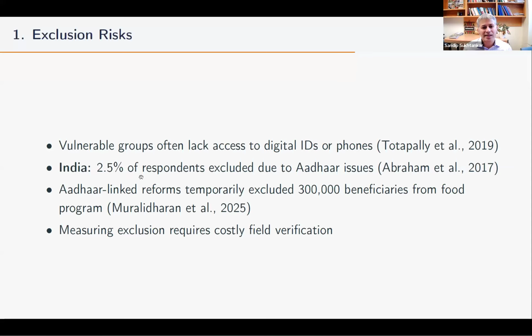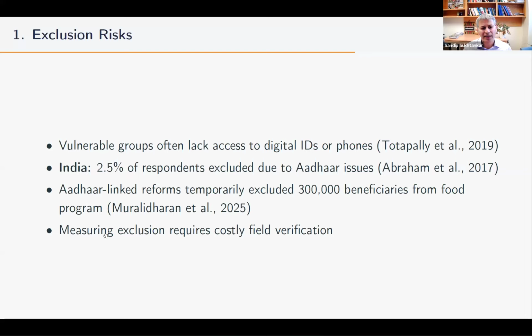So why is that? Well, these groups, the poorest, might just not have the digital IDs, or don't have mobile phones to get transfers, right? So that could be possible. In India, there's some broad evidence to suggest that 2.5% of people were excluded from various benefit programs because of Aadhaar, the biometric ID. You'll learn a little bit about it soon. They had some problem, whether they didn't have it or it wasn't getting authenticated or something like that. This is the example that we're going to talk about right now. This is the case study.